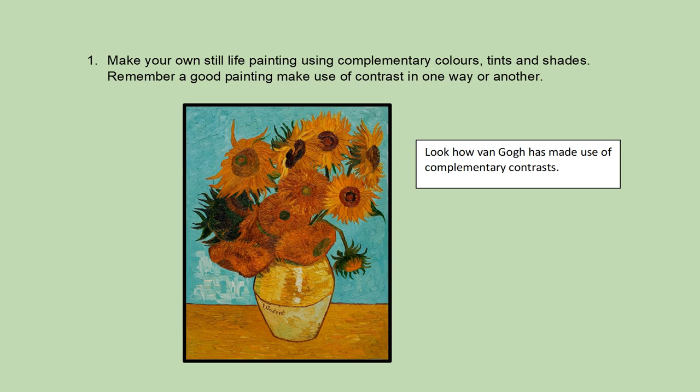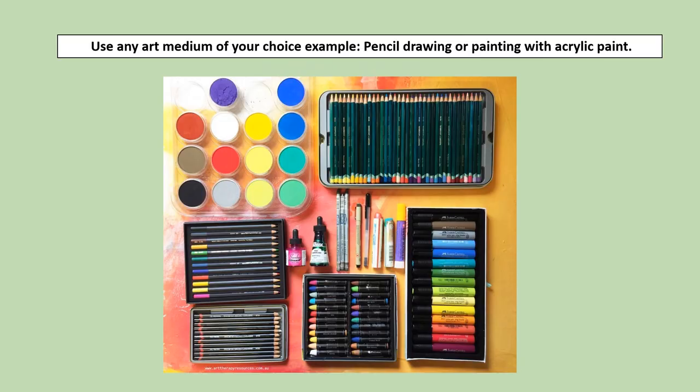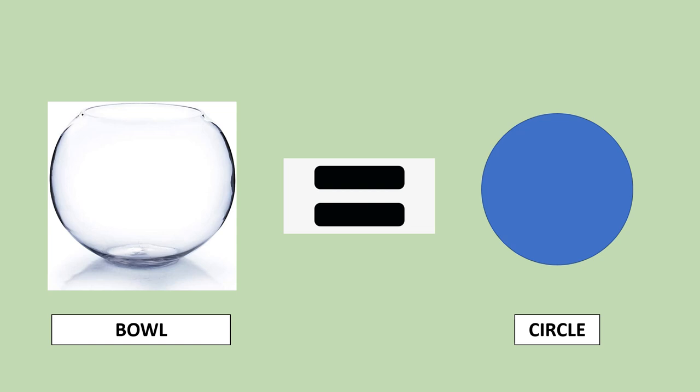Remember, a good painting makes use of contrast in one way or another. Plan your painting using watercolor, coloring pencils, or graphite pencils. You may also use paints for this activity or anything that you find at home. It may be a charcoal sketch, it may be a graphite pencil sketch, you may use watercolor, any art medium, pastels, so it's up to you. Don't make it too hard for yourself.